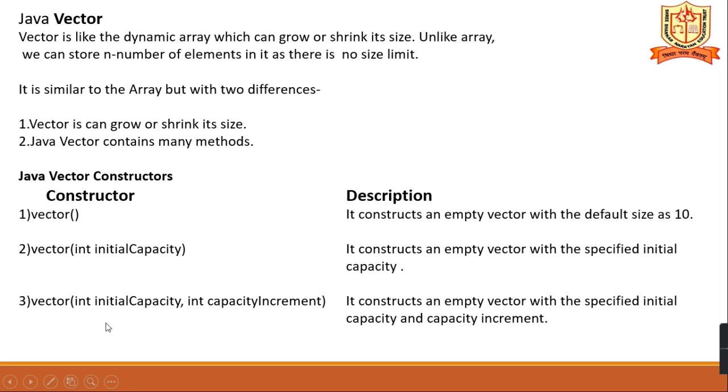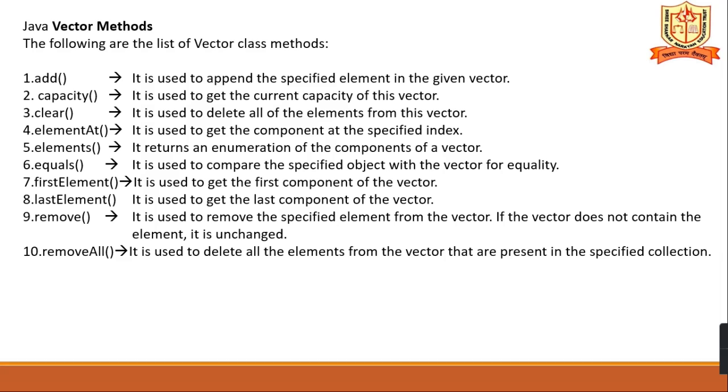And the third constructor takes an integer initial capacity and a capacity increment. It constructs an empty vector with a specified initial capacity and capacity increment. So whatever increment value you give, that much amount the vector will grow, and you can insert the elements. Is it clear? So these are the three constructors.